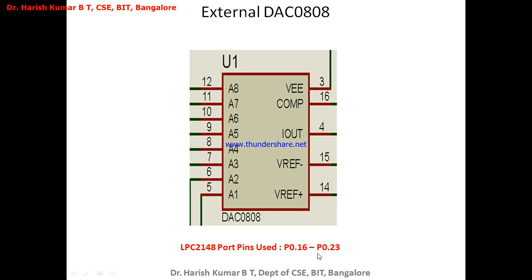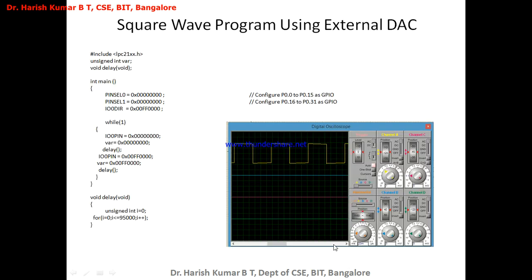8 port pins are used, and these port pins we are using in the program, and the simulation is also done using the same port pins. Okay, now here this is the square wave program using external DAC. Now this same header file you have to include.